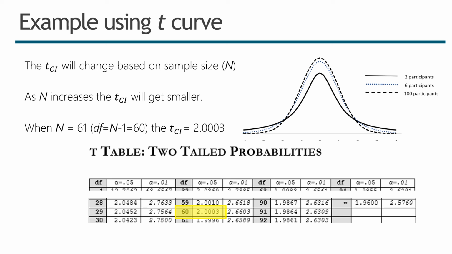Now, how do you find the exact Tci value? You got to make sure you look it up in the correct table. Make sure you're using a two-tailed table and you find the DF. You can see this in the cutout I have on the screen. If you find the DF of 60 and you go over to an alpha value of 0.05, you'll find that the Tci is 2.